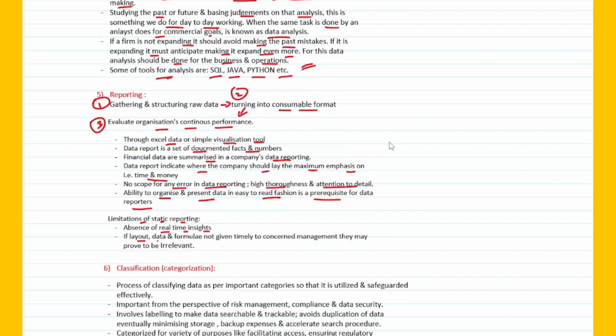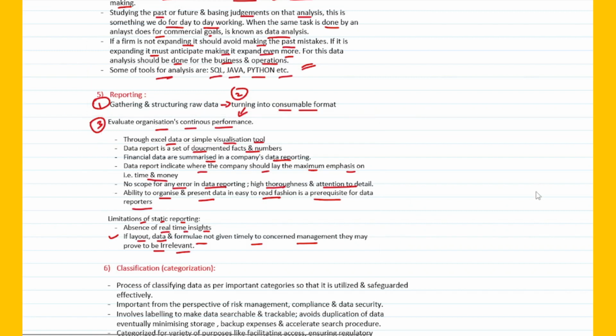If layout, data and formula are not given in a timely manner to the concerned management, they may prove to be irrelevant. So the layout, the data and the formula, these three things you remember: layout, data and formula. If it is not given to the concerned management on time, then that will become immaterial, or irrelevant. So that's what reporting actually talks about.